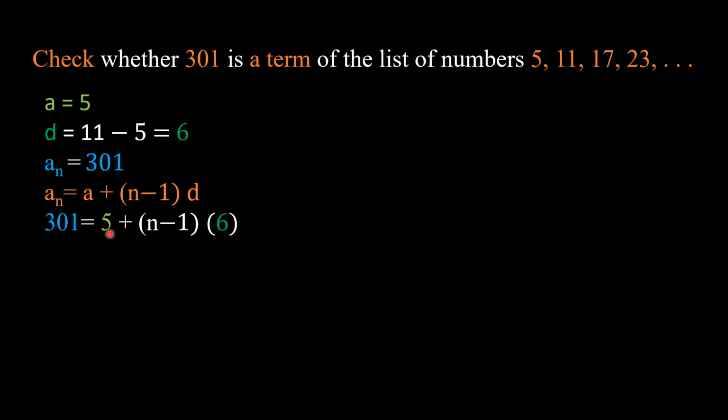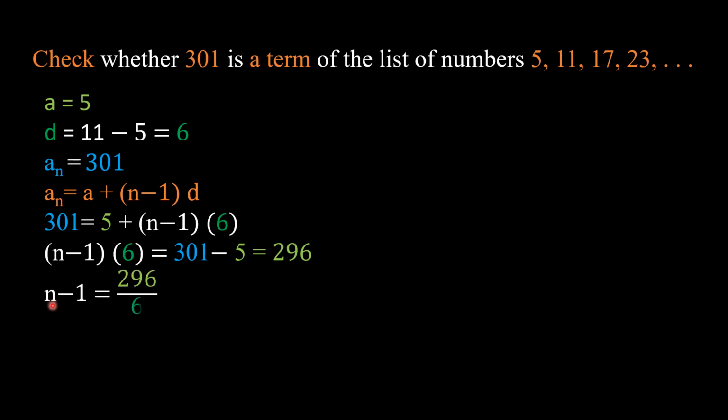First we will take this 5 to the left hand side and write (n − 1) × 6 = 301 − 5, which is 296. Now we will divide 296 by 6. So we write n − 1 = 296 ÷ 6, which will be, 2 3s are 6, 2 1s are 2, 2 4s are 8, and 2 8s are 16. So n − 1 is 148 divided by 3.